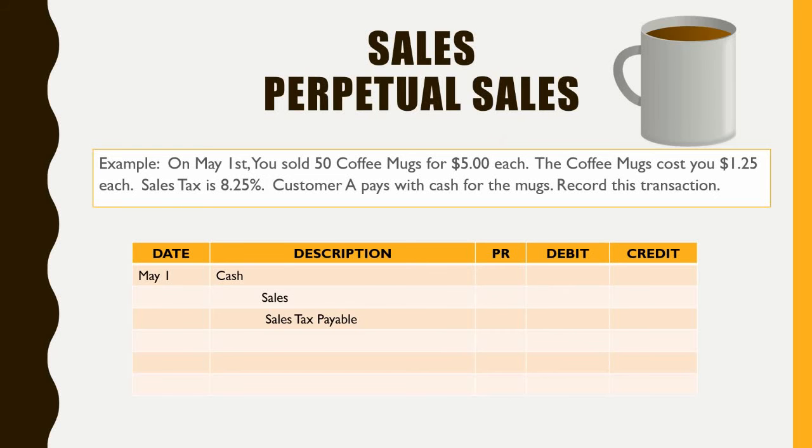The sales tax. Sales tax payable. Okay, and what is that? $20.63. So then that brings us a grand total of cash of $270.63.